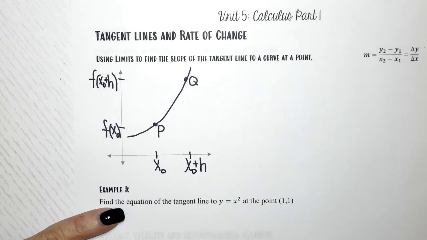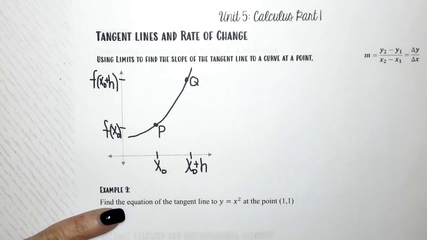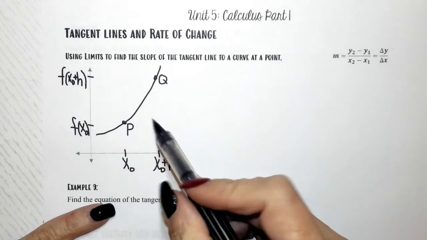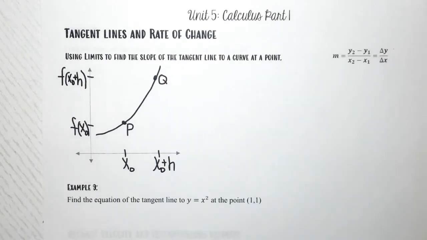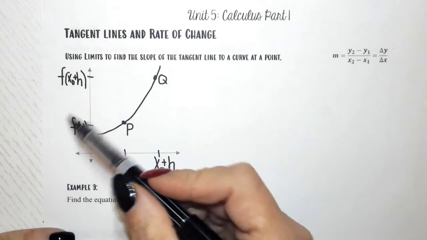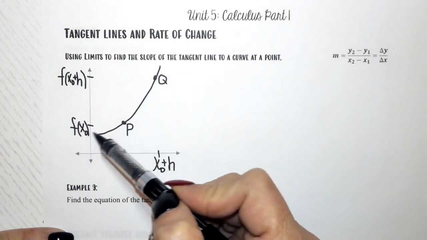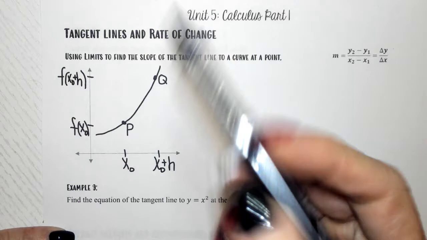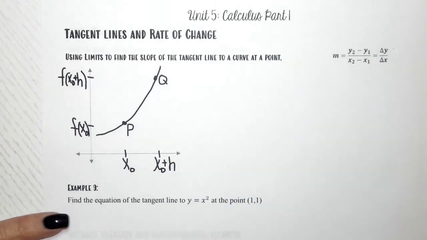Hey gang, so this is page 7, and we're going to continue on in our calculus unit. On this one we've got tangent lines and the rate of change. Just recapping what we were looking at the other day, we were talking about if we have a curve, what if we want to find the slope of the tangent line?